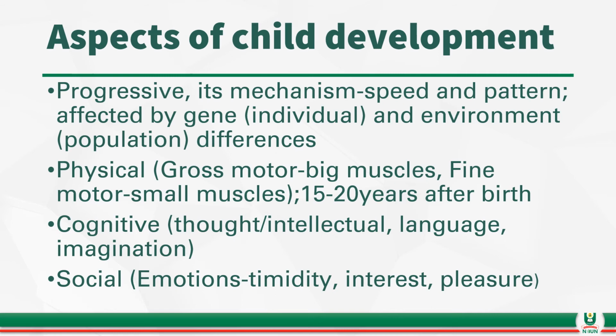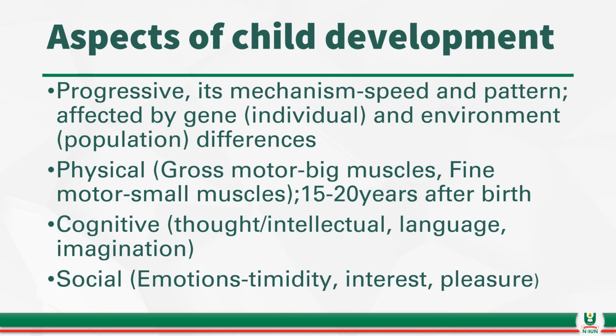So this takes us to aspects of child development. There are three major aspects of child development. You look at the physical aspect, the cognitive aspect, and the social aspect of child development. Now, the development of these aspects is usually progressive. Its mechanism differs in terms of speed and pattern in different individuals, or in different children that grow up in different environments. So the environment and the genes such a child is made up of affect the speed and pattern of a child's development.